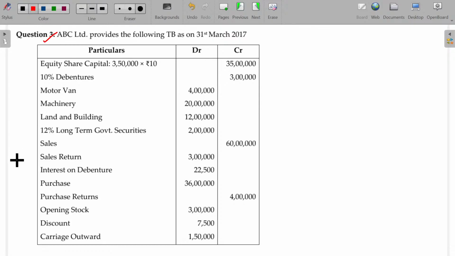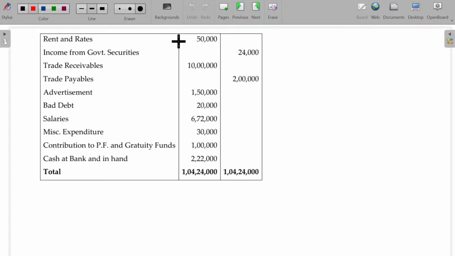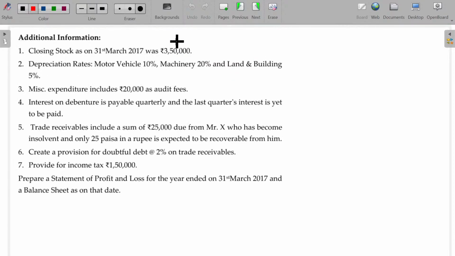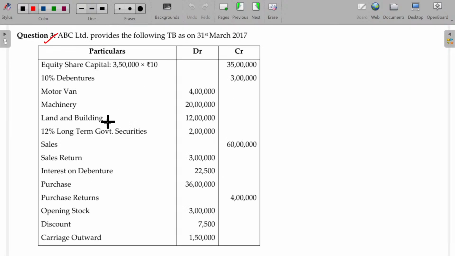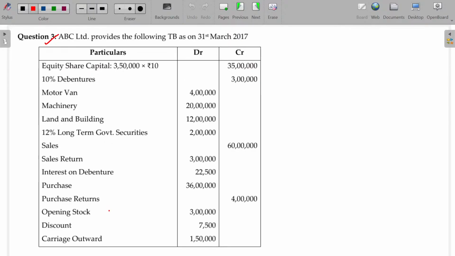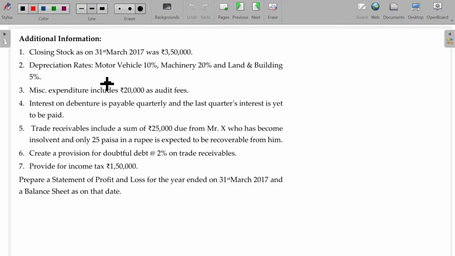Question number 3. ABC Limited provides the following trial balance as on 31st March 2017. We have been given the closing stock, depreciation rates and all. Closing stock being 3.5 lakhs. So I will mark here itself opening stock and closing stock being 3.5 lakhs.